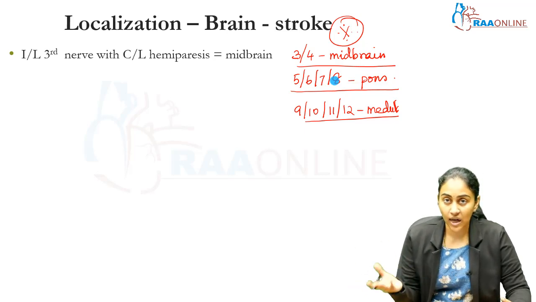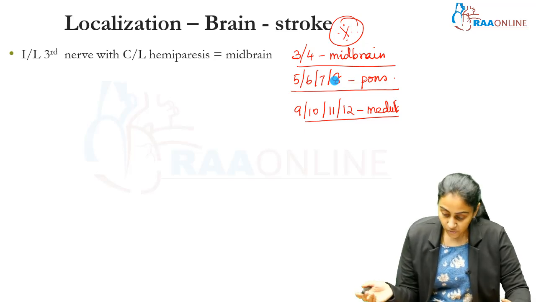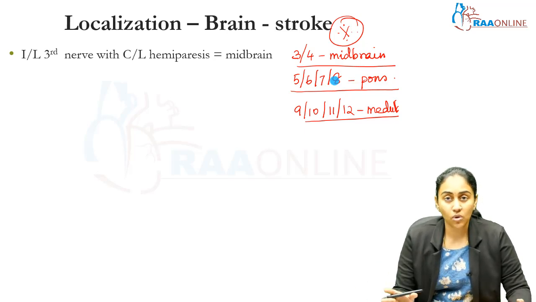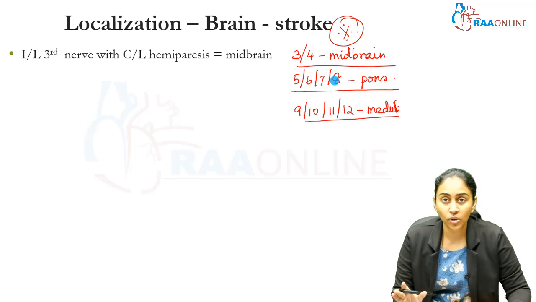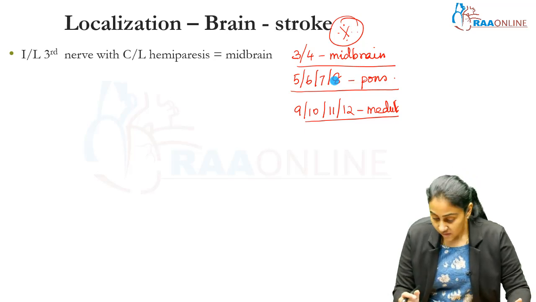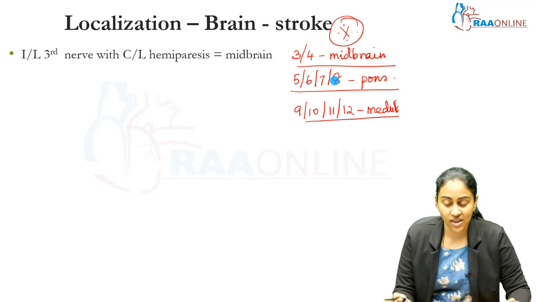Okay, the second one is the horizontal localization, where you will have to say if it is a medial midbrain or lateral midbrain, or medial medulla or lateral medulla. For this, there are two things you are going to make use of. One is your cranial nerves again. The other, more importantly, is your sensory tracts.